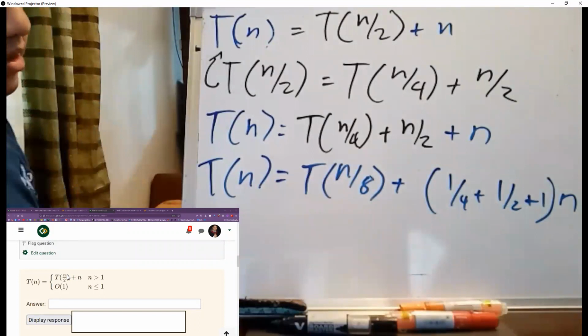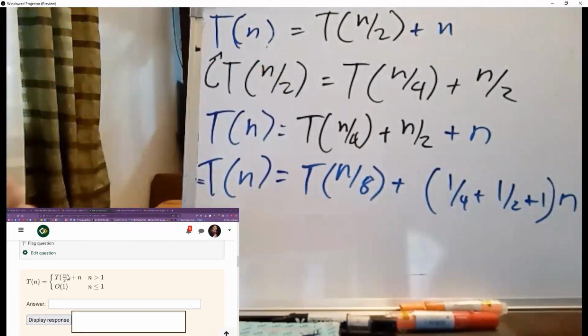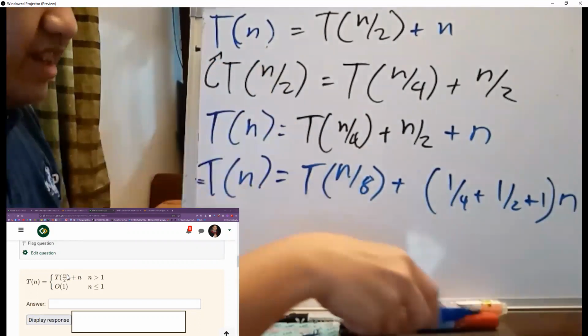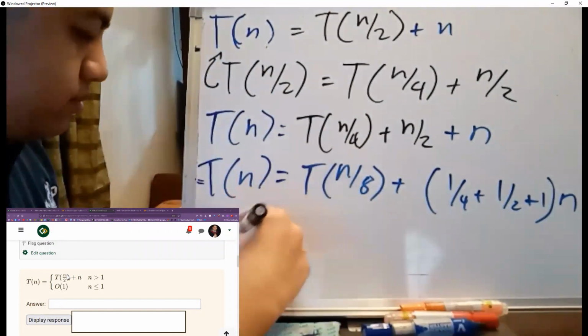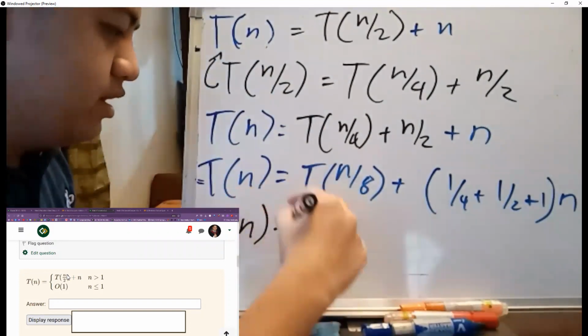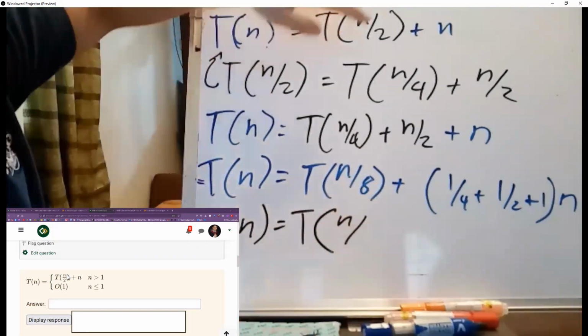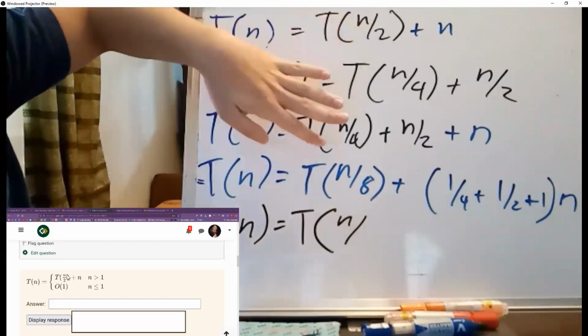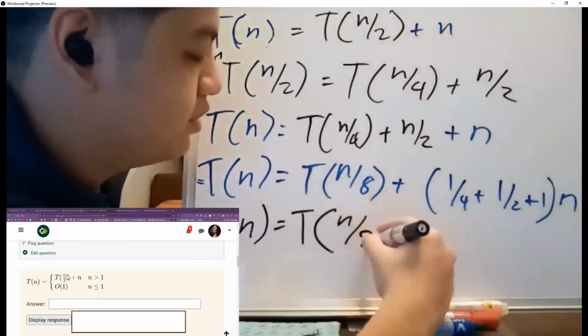So you can generalize this expression. Does it fit at the bottom? So we can generalize it as T of n. Since we started with 1/2 and then 1/4 and then 1/8, we can use our powers of 2, 2 to the k.